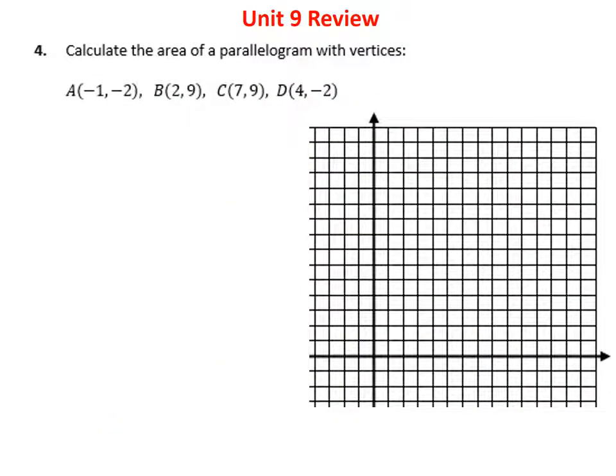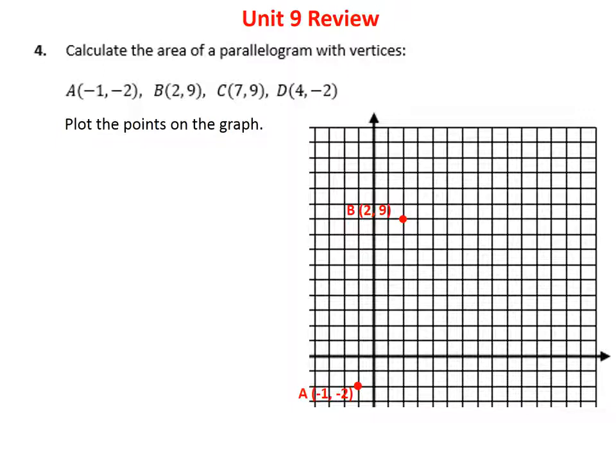In problem 4, they give us the coordinates of the 4 points of a parallelogram, and they want us to find the area. Well, first off, we just need to plot the points. So from this point here, -1 left, -2 down, gives us our first point A. B is from the origin, again, always start at the origin, 2 to the right and 9 up will be the point B, 2, 9.